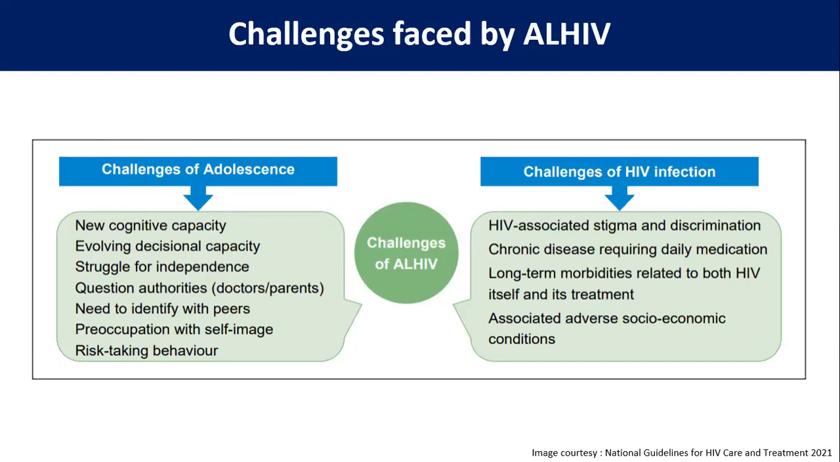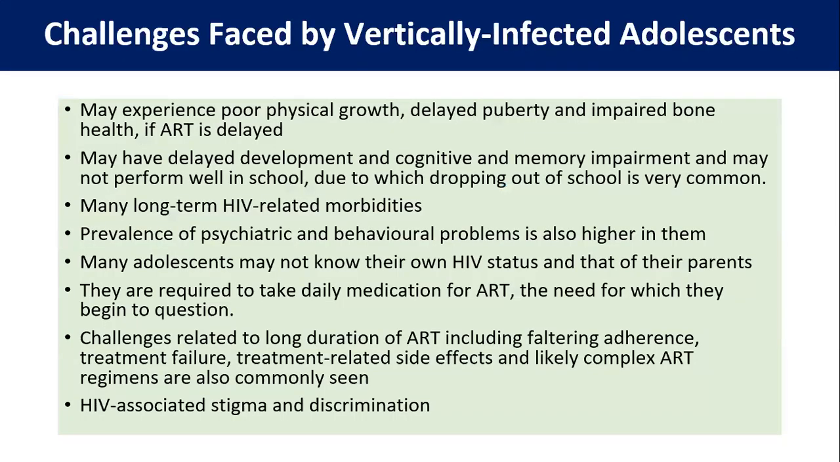Now, the challenges of HIV infection are HIV-associated stigma and discrimination, chronic disease requiring daily medication, long-term morbidity related to both HIV itself and its treatment, and associated adverse socioeconomic conditions. They may experience poor physical growth, delayed puberty, and impaired bone health if ART is delayed. In case of vertically infected PLHIV, they may have delayed development and cognitive and memory impairment, and may not perform well in school, due to which dropping out of school is very common. Many long-term HIV-related morbidities are there.